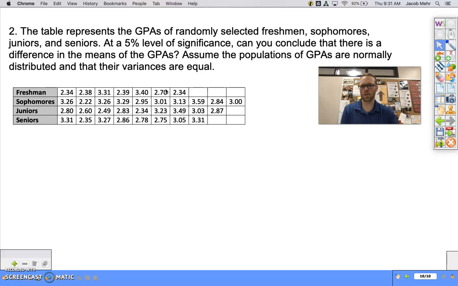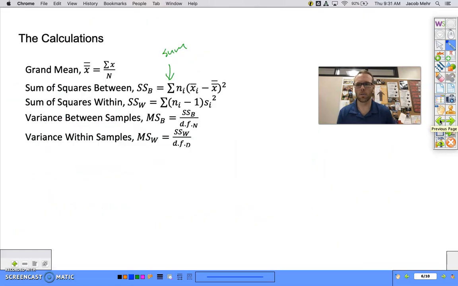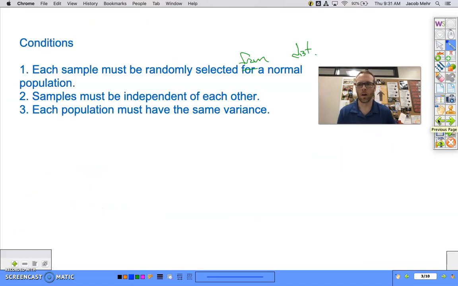We're going to make a couple assumptions here, that the GPAs are normally distributed and that their variances are equal. So let's rehash everything. Let's make sure that we start with our conditions, and let's look back and see what our conditions are again. Our conditions are each sample must be randomly selected from a normally distributed population. Okay, we have that.